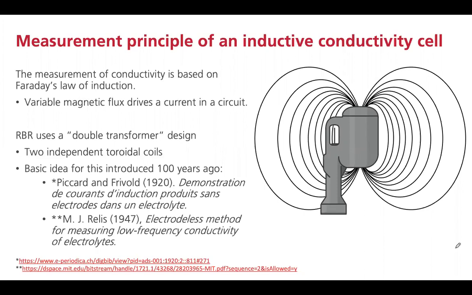There are different ways to implement this in a conductivity cell. You can use a single coil, a single transformer design. RBR uses a double transformer design. Within this cell, I'll show another picture, there are two independent toroidal coils, so ferrite rings that are wrapped with a wire.